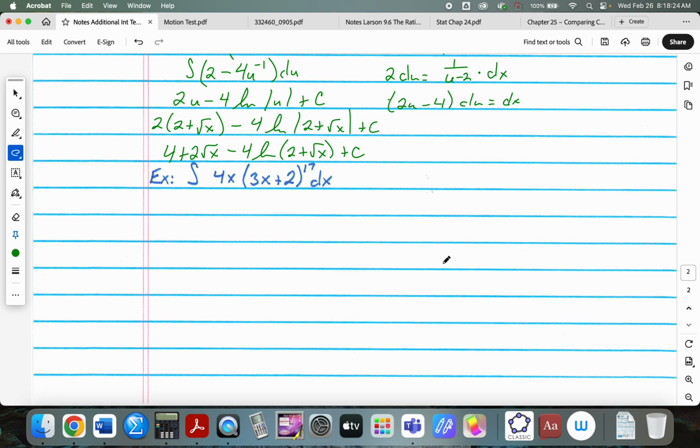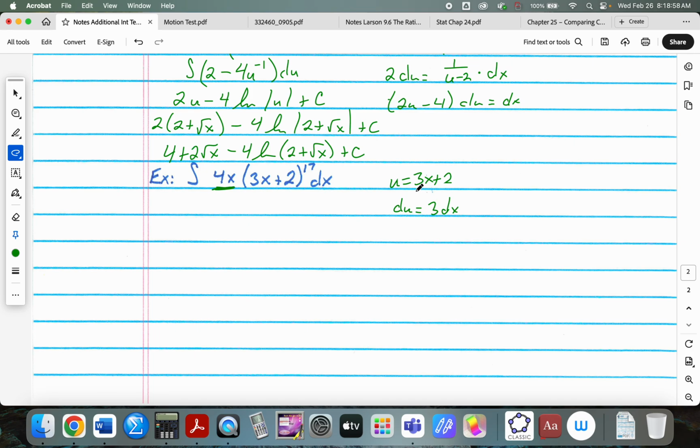I'm not going to take the time to rewrite it. I could rewrite it so that the composite is first, but I know I'm going to let u be equal to 3x plus 2. Then du is going to be 3 dx. And I may need to move the 3 in a minute. I'm not going to worry about it just yet, but I am worried about this 4x, because I don't have anything to replace it.